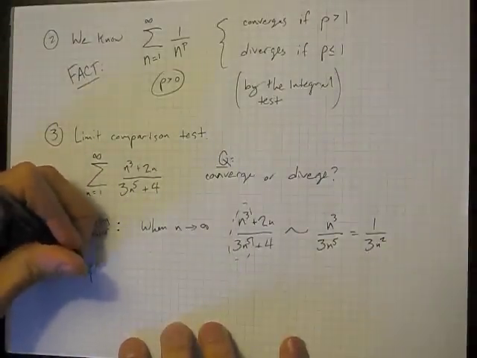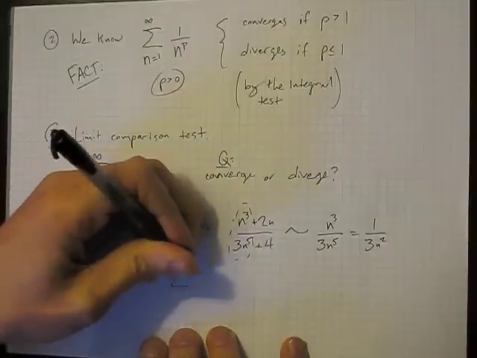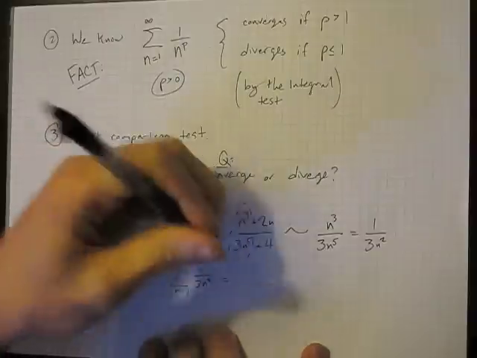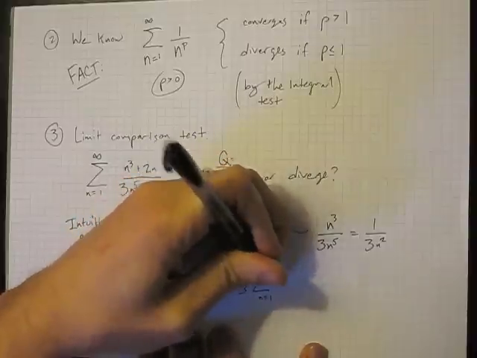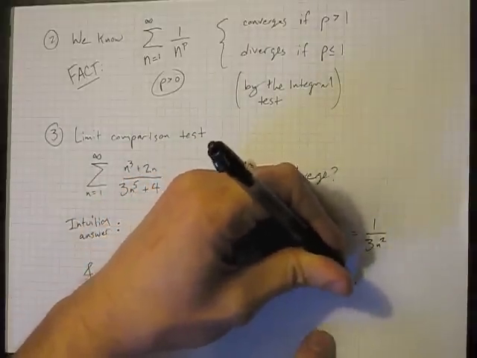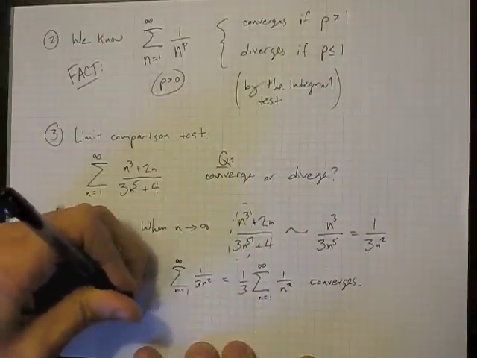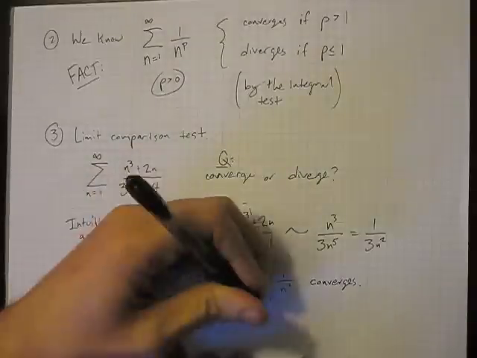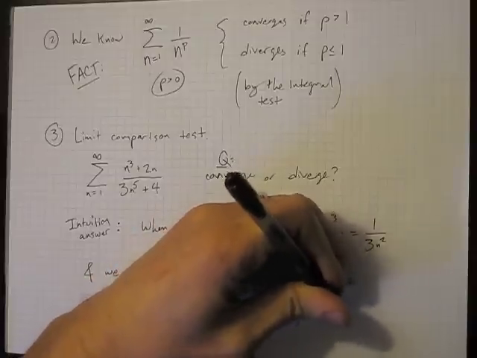And we know that the series 1 over 3n squared, which is equal to 1/3 times the series 1 over n squared, converges. So we say by comparison, we expect the original series to also converge.